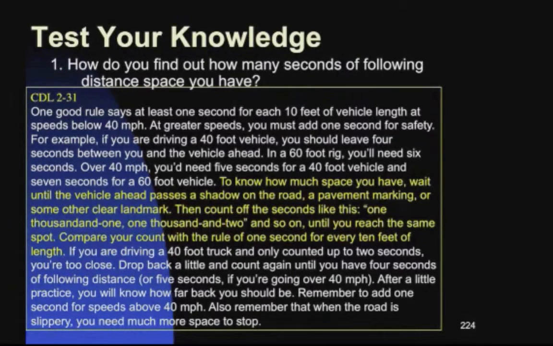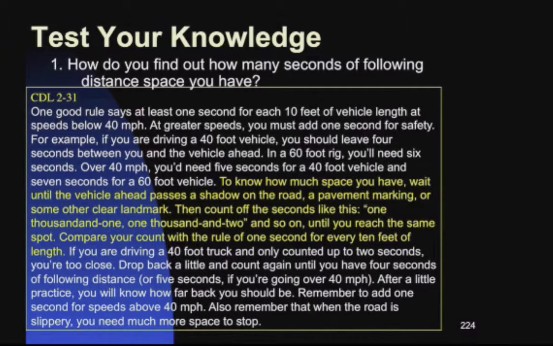Question 1. How do you find out how many seconds of following distance you have? One good rule says at least 1 second for each 10 feet of vehicle length at speeds below 40 miles per hour. At greater speeds, you must add 1 second for safety. For example, if you're driving a 40-foot vehicle, you should leave 4 seconds between you and the vehicle ahead. In a 60-foot rig, you need 6 seconds. Over 40 miles per hour, you need 5 seconds for a 40-foot vehicle and 7 seconds for a 60-foot vehicle.